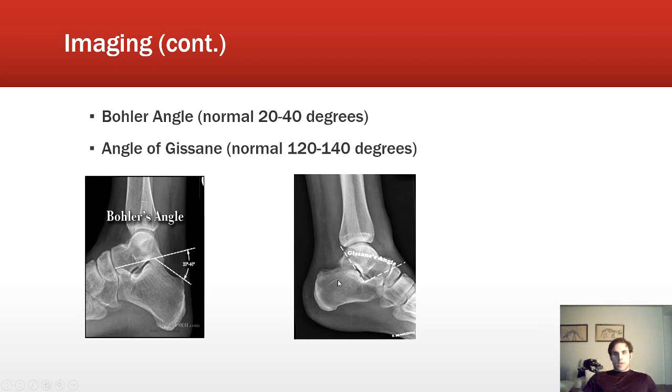So for the angle of Gissane, if you're dealing with a posterior facet that is depressed, your angle will actually be increased because, again, if your posterior facet is collapsed, it's going to be down here. So you're going to draw a line instead of vertical like this, you're going to be drawing a line like this, which would increase your angle. Okay, so for Bowler angle, decreased angle indicates a depressed posterior facet. For the angle of Gissane, increased angle is a sign of a depressed posterior facet. So those are just some additional measurements you can take when you're trying to assess if there is a calcaneus fracture and to what extent the facet is collapsed.